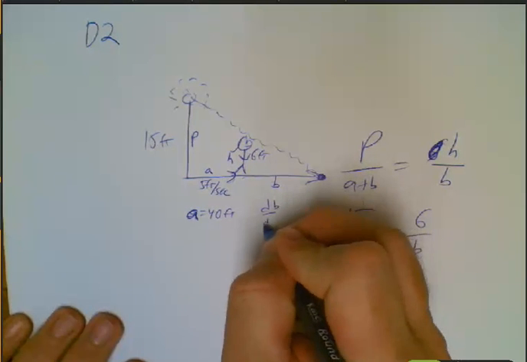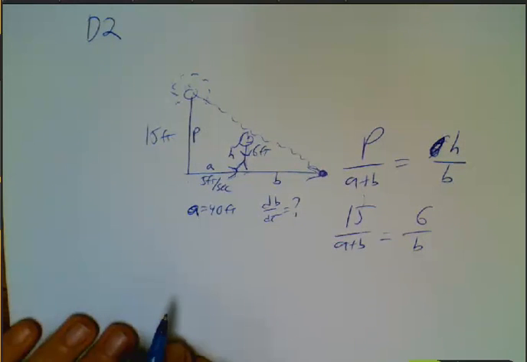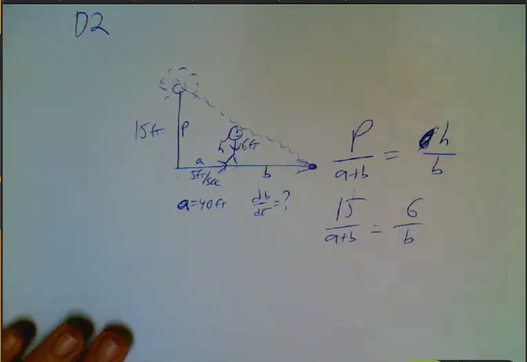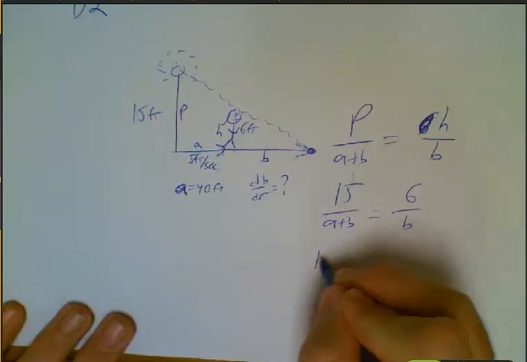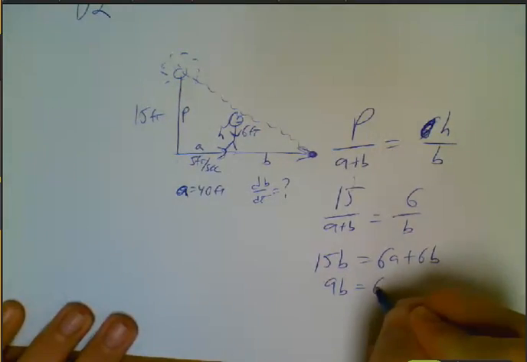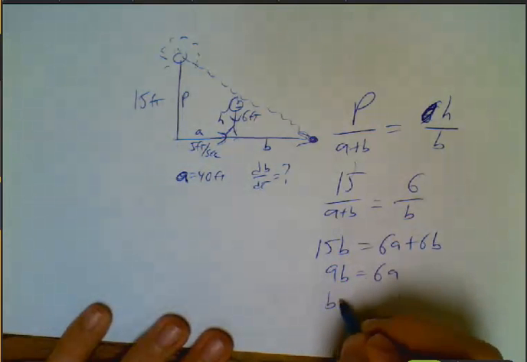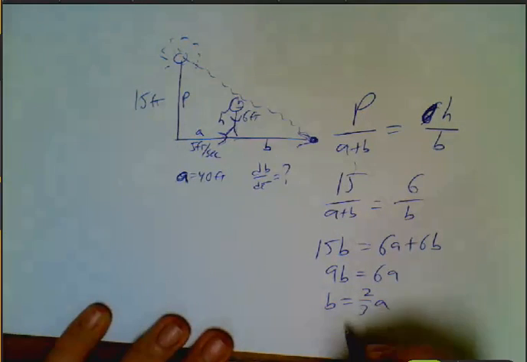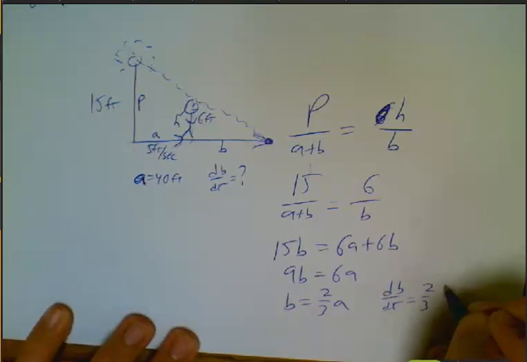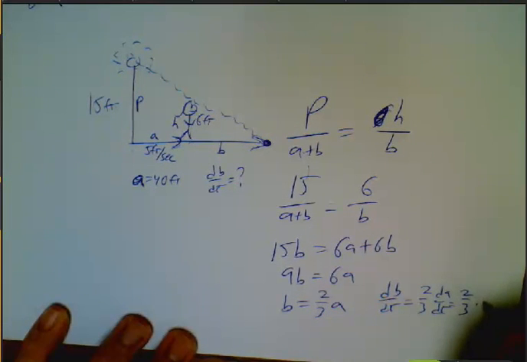We're trying to find dB/dt so that we can combine it with dA/dt. The hard part is just interpreting the problem, getting the picture, and then coming up with your proportion. So this becomes 15b equals 6a plus 6b. So 9b equals 6a. We're looking for dB/dt, so I'll solve for b. So b equals 2/3 a. So dB/dt equals 2/3 dA/dt, which is 2/3 times 5.